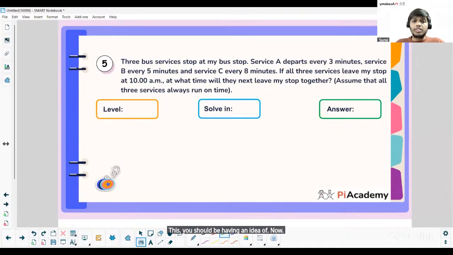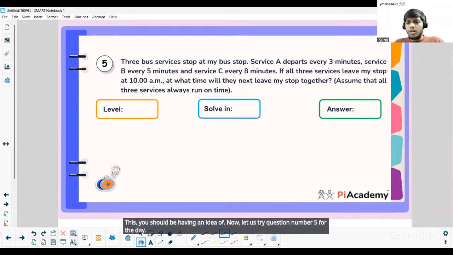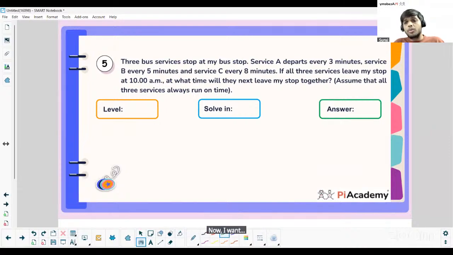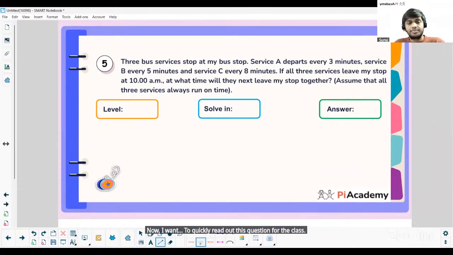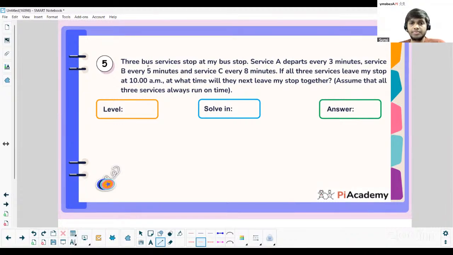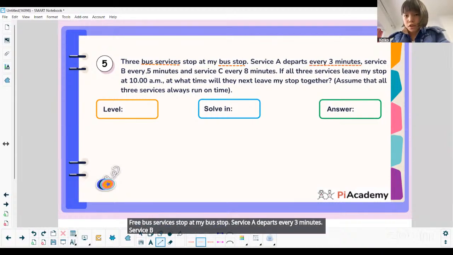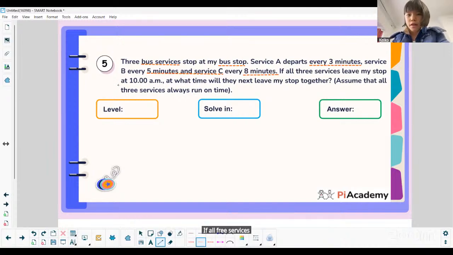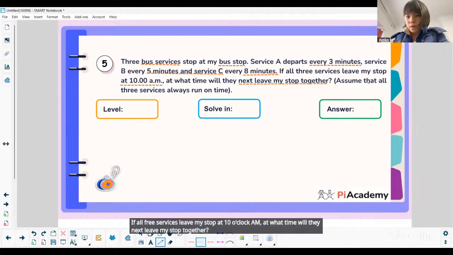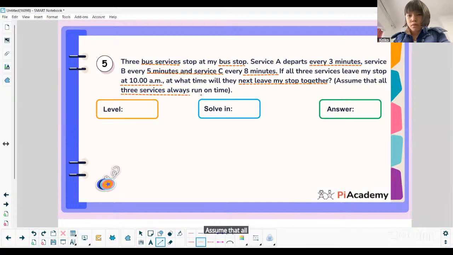Now let us try question number 5 for the day. Now I want Kiko to quickly read out this question for the class. Yes, Kiko. Three bus services stop at my bus stop. Service A departs every 3 minutes, service B every 5 minutes, and service C every 8 minutes. If all three services leave my stop at 10 o'clock a.m., at what time will they next leave my stop together? Assume that all three services run on time.